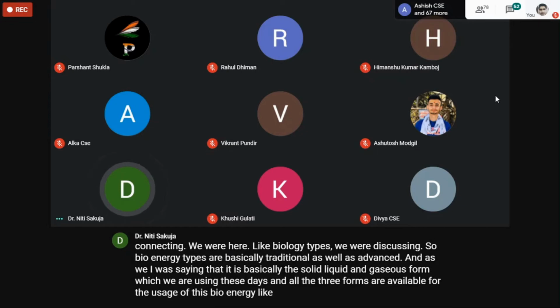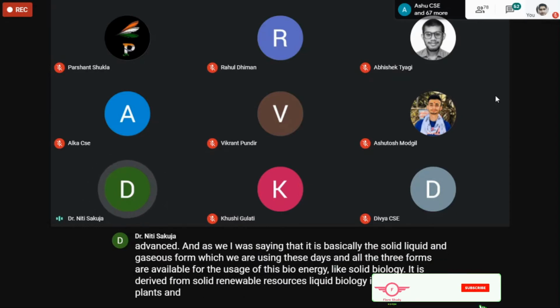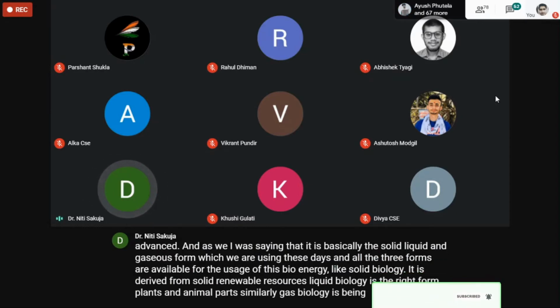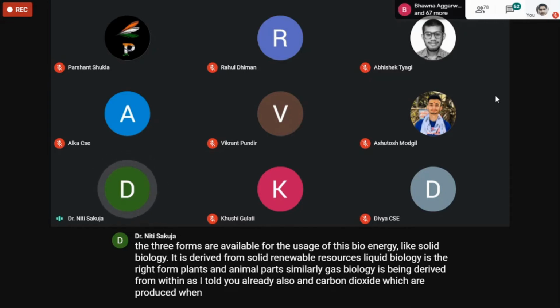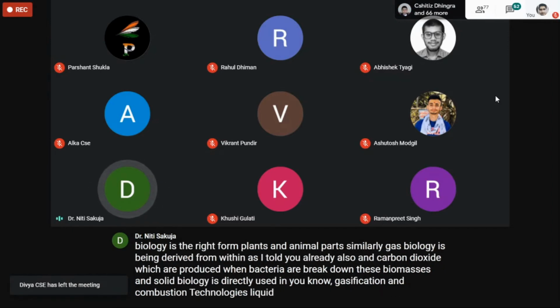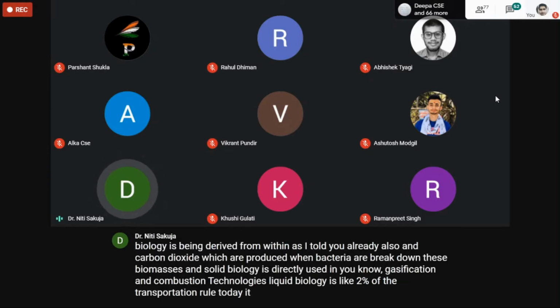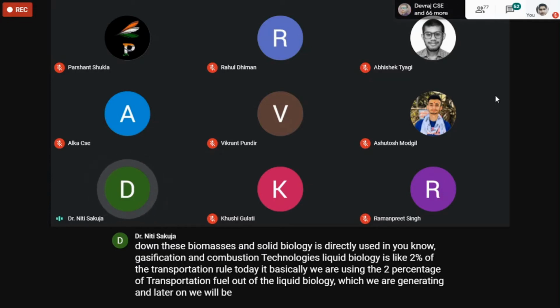Solid bioenergy is derived from solid renewable resources. Liquid bioenergy is derived from plants and animal fats. Similarly, gas bioenergy is derived from methane, as I told you already, and carbon dioxide, which are produced when bacteria break down these biomasses. Solid bioenergy is directly used in gasification and combustion technologies. Liquid bioenergy is about 2% of the transportation fuel today. Later on, we will be looking for technologies that can replace our existing fossil fuels also.